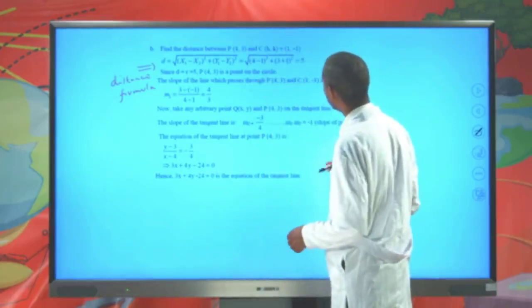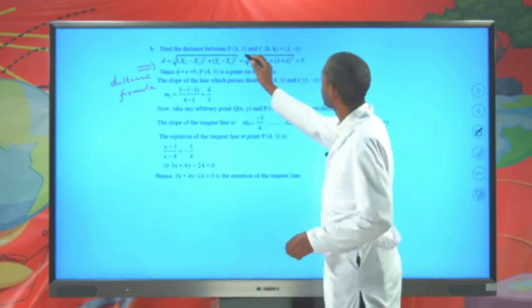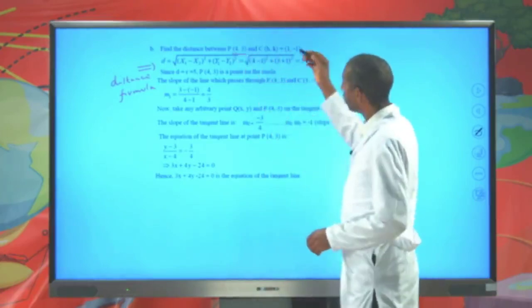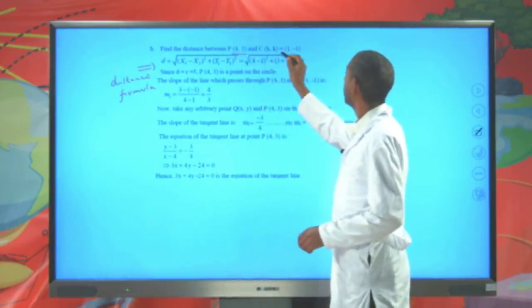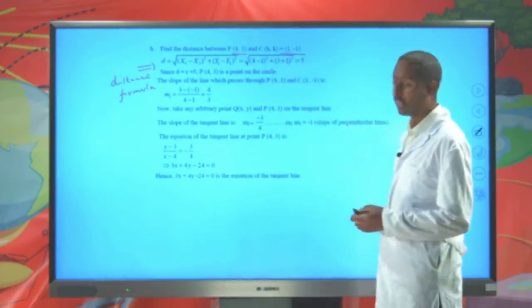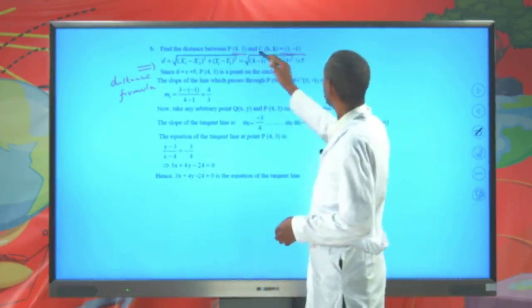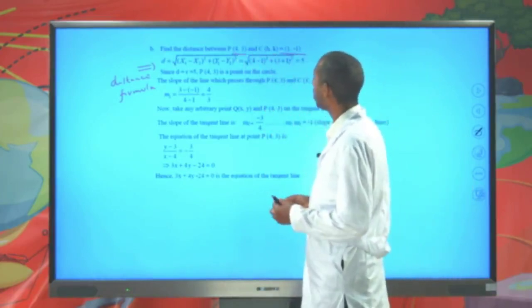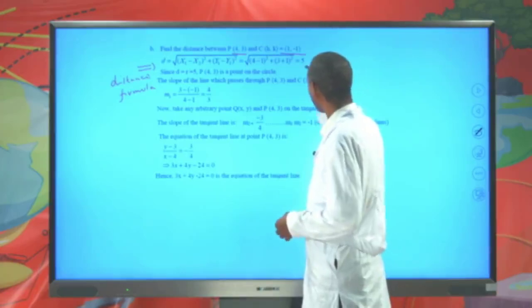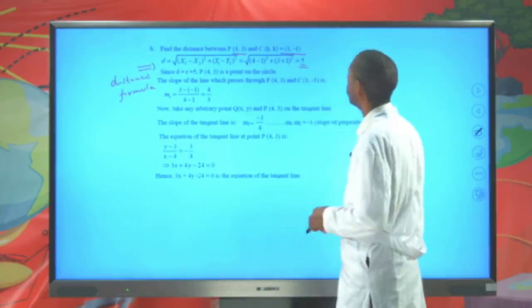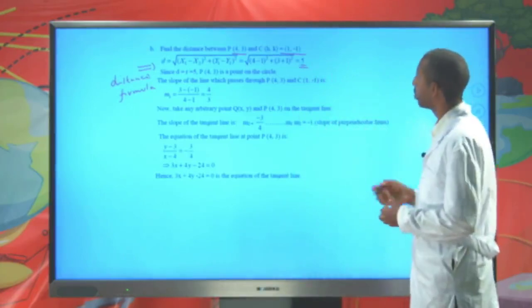The given point is (4, 3), and we already found that the center is (1, -1). If I take those two points and replace them in the distance formula, we can easily observe that the value of this calculation is positive 5, which is the same as the radius of the circle. That indicates the point is on the circle.